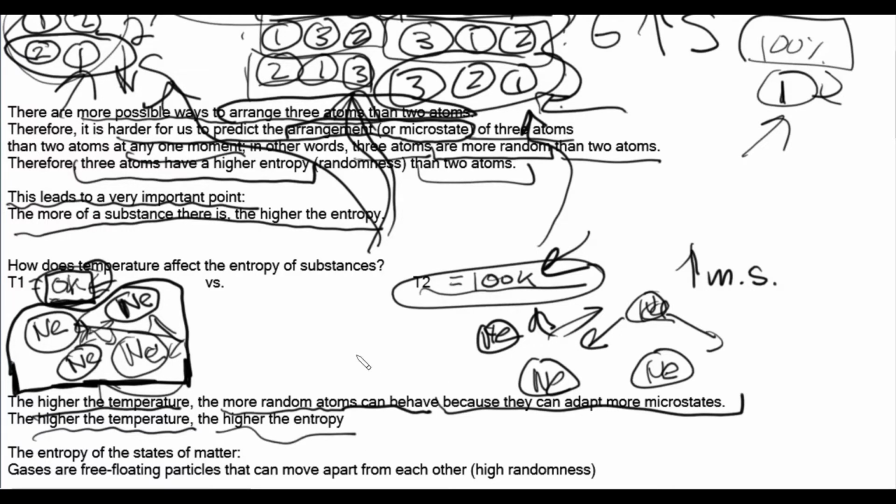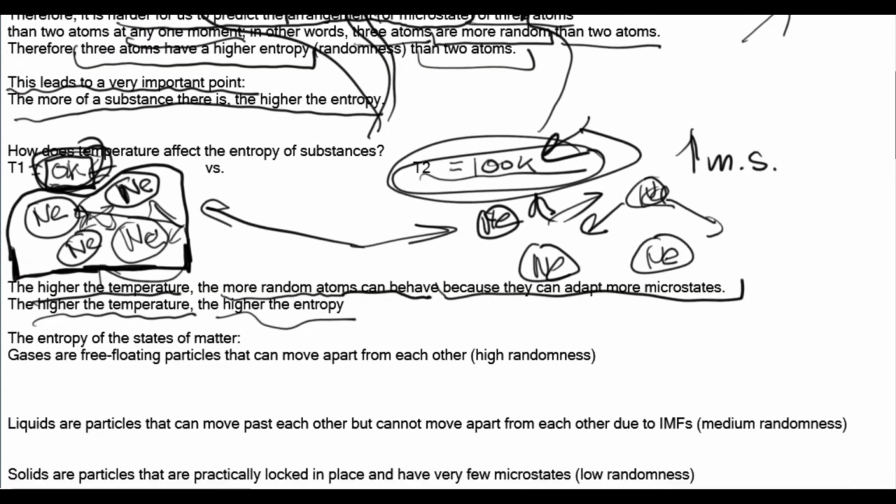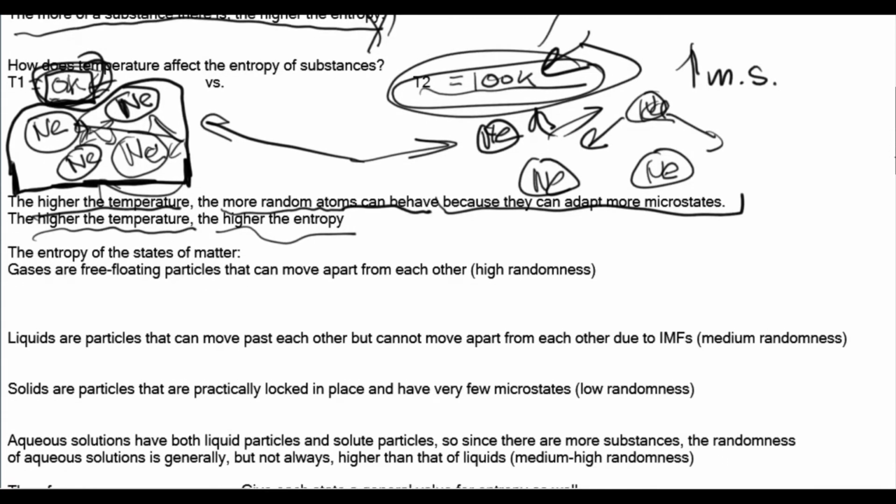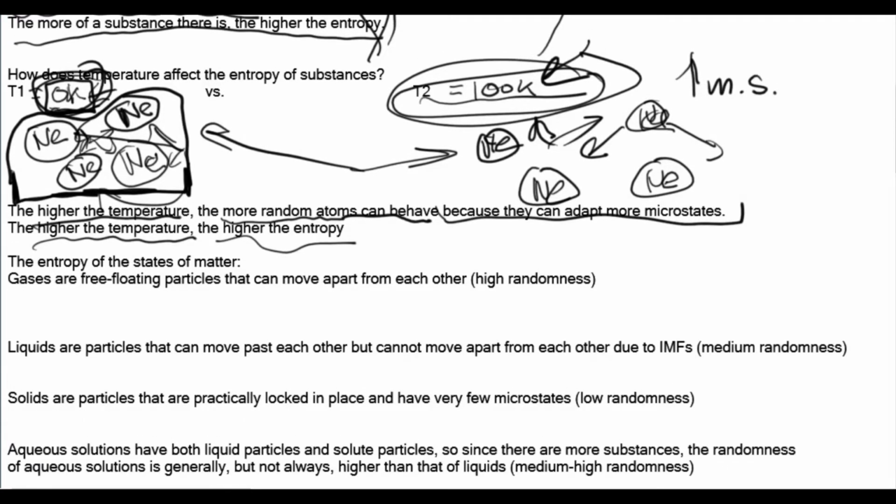Now, this is assuming that the particles are the same because we want to keep everything constant and only change the temperature in this case. Now, let's talk about the entropy of the states of matter. Now, you might understand this, and let's just go over it. So, gases are free-floating particles that can move apart from each other, like in this image. So, obviously, there's a lot of randomness that can go on there.